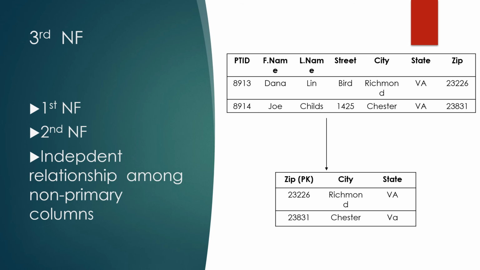For example, in the table we see here, we have patient ID, first name, last name, street, city, state, and zip code. The relationship between city, state, and zip code is called transitive dependency. If we want to apply third normal form, then the city and street need to be separated into a new table with zip code as its primary key.